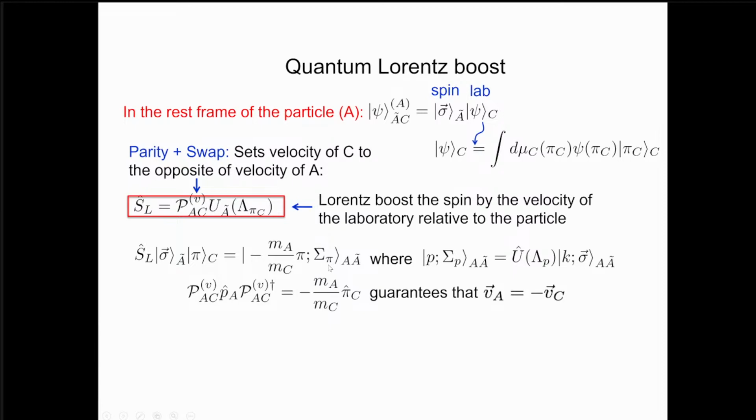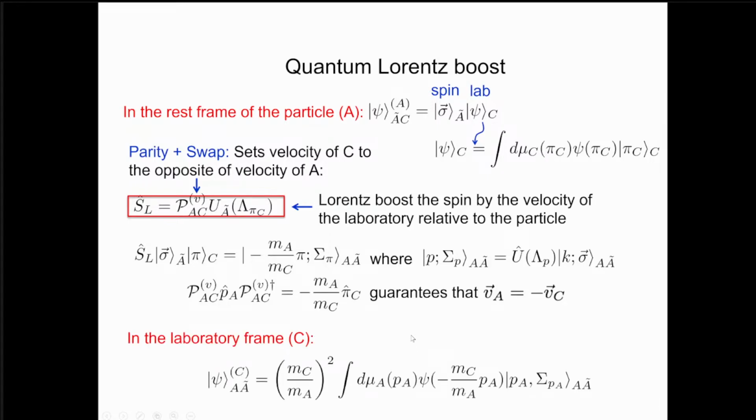Namely, it will be rotated dependent on what was the momentum of the laboratory. And this, again, is connected, as we said, through the Lorentz boost. Now, just to repeat, this parity swap ensures that the velocity of the two objects, namely the laboratory and particle, is opposite.